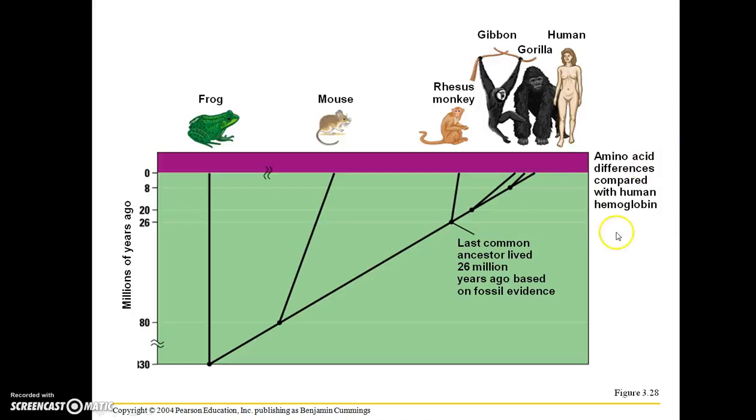So if we know the amino acid sequence of hemoglobin in humans, we can compare that sequence to those that are found in different species and find out approximately when in our evolutionary past we diverged from a common ancestor. So for this case, we have rhesus monkeys here, diverged from a common ancestor around 26 million years ago. And our closer relatives, great apes, diverged about 8 million years ago, based on amino acid differences in hemoglobin.